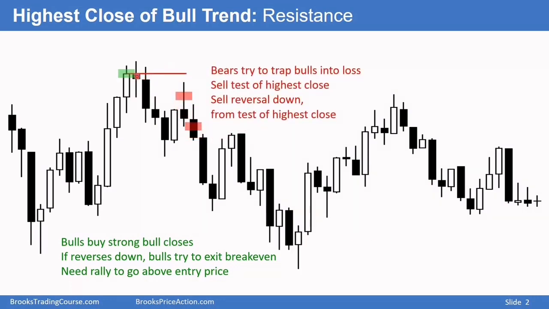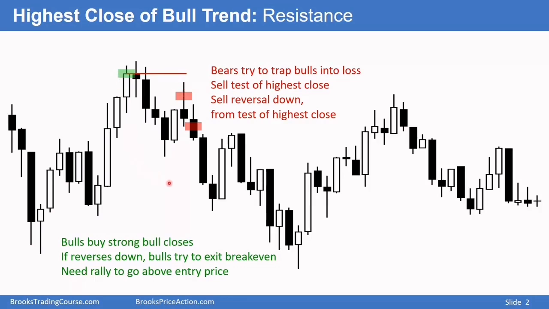The bears try to trap bulls. The bears know there were bulls buying these closes. The bulls are disappointed, and they're now hoping to get out break even. Some bulls will place a limit order to get out at their original entry price. Some will be so disappointed by these 4 bear bars, they'll place a limit order just below that price. If enough bulls have their limit order a little bit lower, you'll get a reversal down from below that high close.